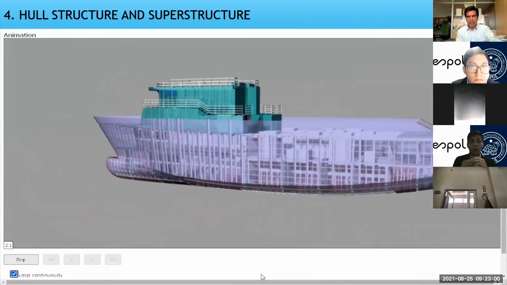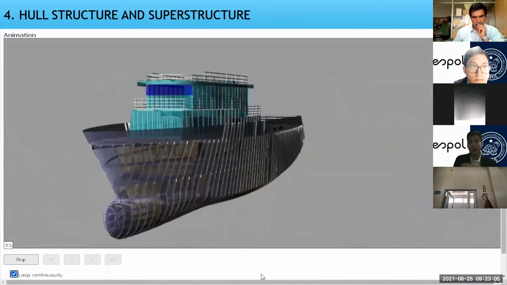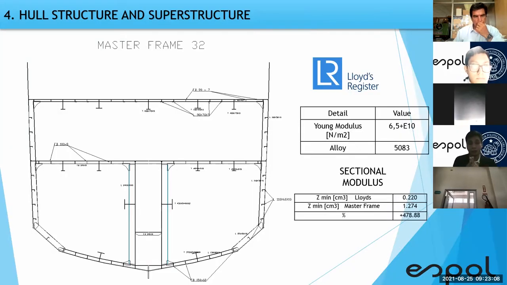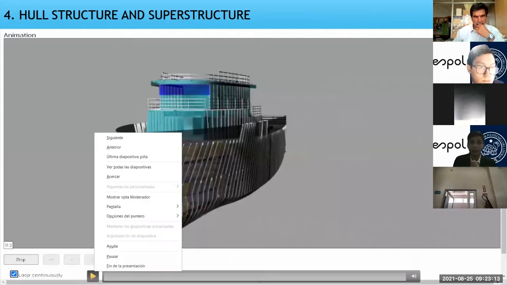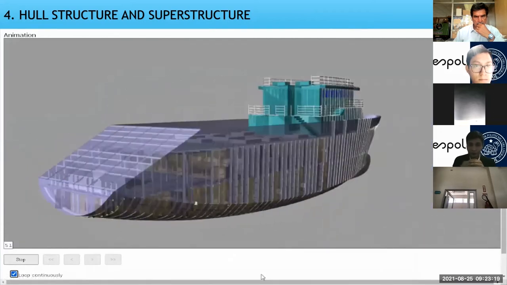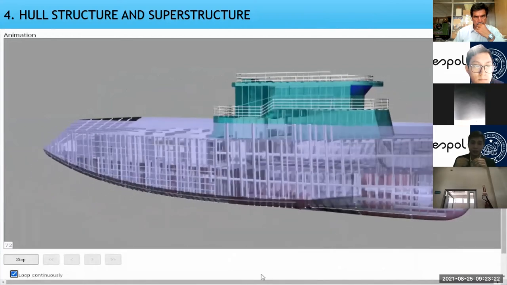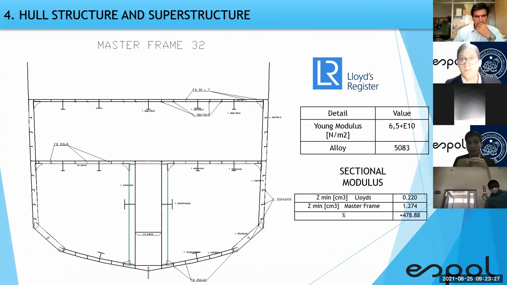For the structure, we work with a mixed frame, longitudinal for the midship section of the hull and transverse frame for the rest of the boat. We work with the marine aluminum alloy 5083 under the Lloyd's Register Classification Society. Next, please. We can see here the master frame of our boat that complies with the minimum required sectional modulus, with 478 above the minimum.